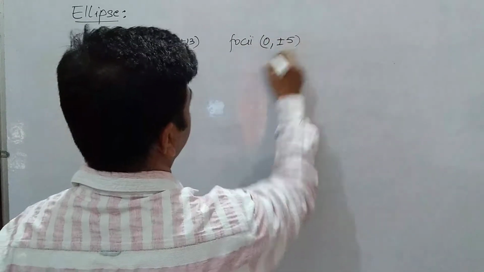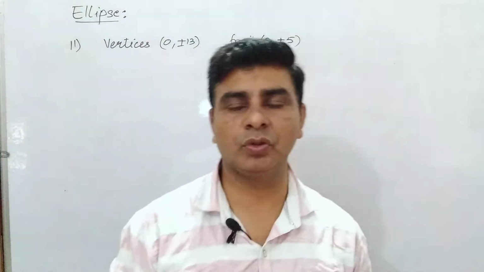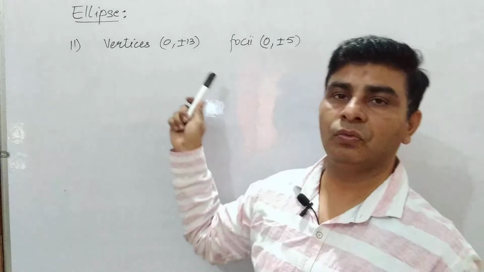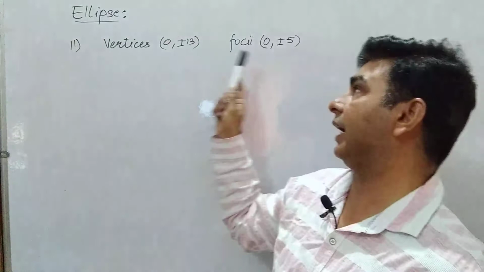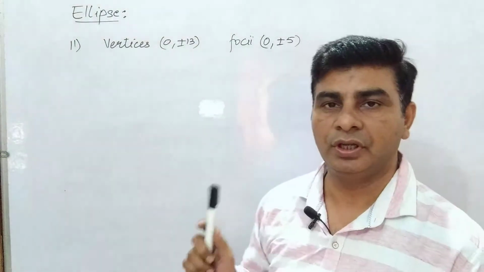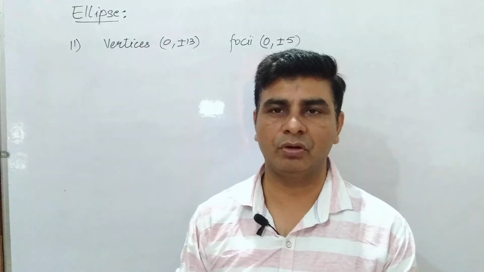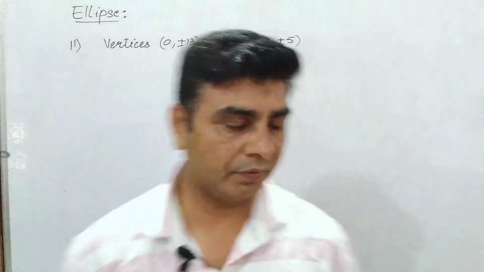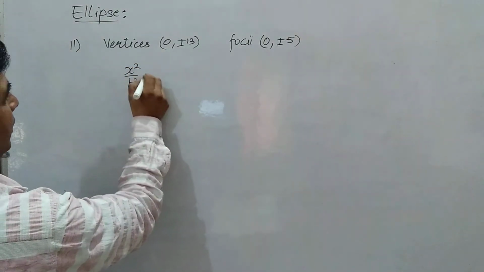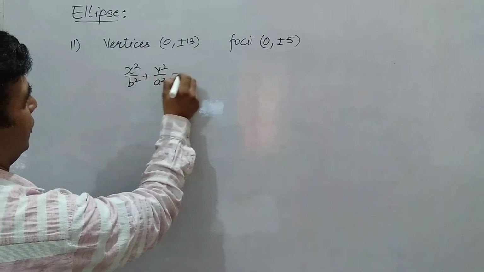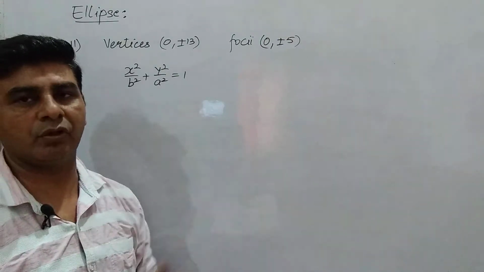This is very clear: the equation we want to form is a vertical ellipse. The x coordinate of the given vertices and the foci is 0. It means this is the ellipse which is along the y axis, known as a vertical ellipse. The equation of a vertical ellipse is always given by x square by b square plus y square by a square is equal to 1.